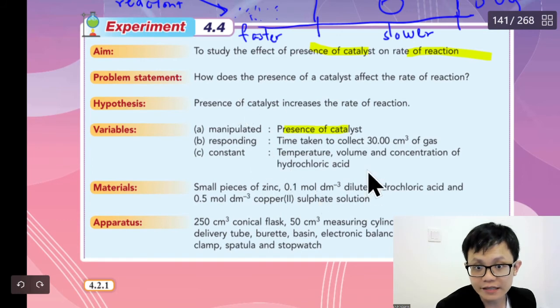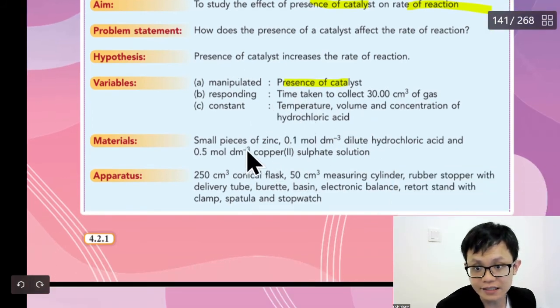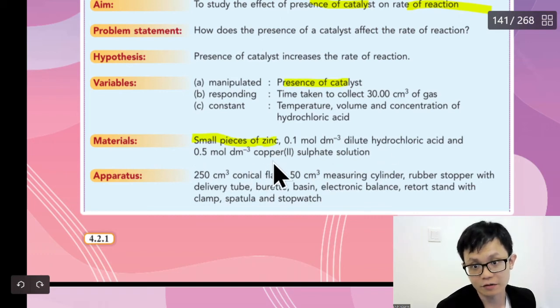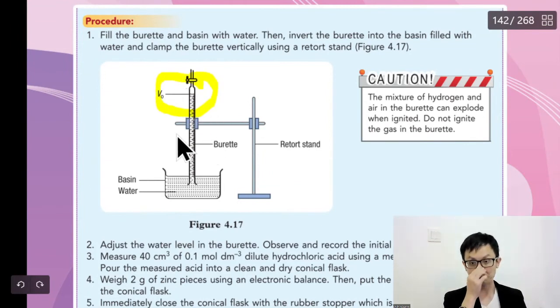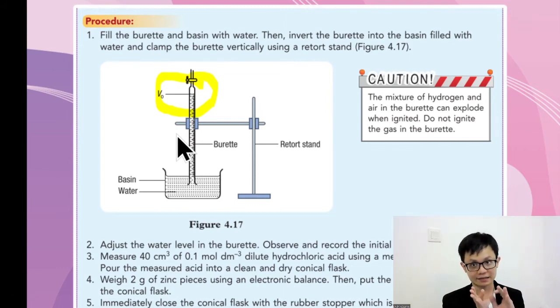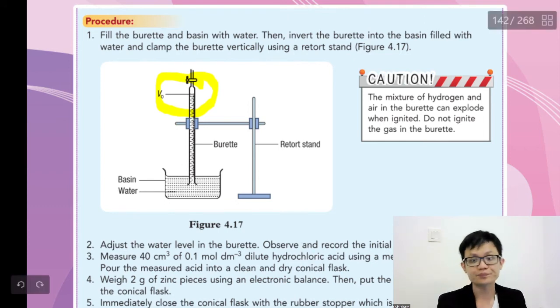So they use a catalyst. What catalyst are they using? Zinc. Zinc is the catalyst that I want to use, with hydrochloric acid and copper sulfate solution. They check again the volume of the gas, V2. They want to measure the timing: how much time is needed for the gas to reach 30 cm cube.